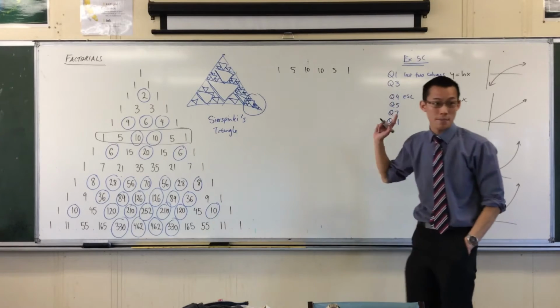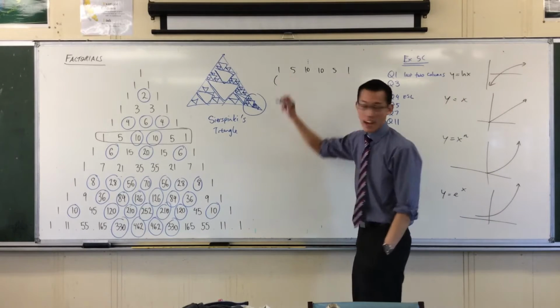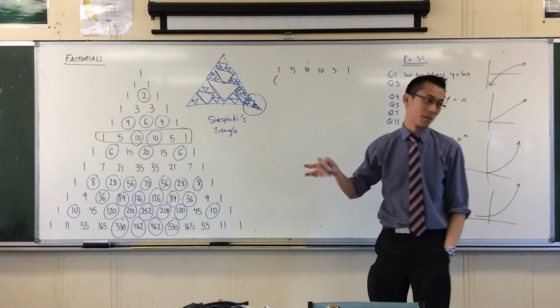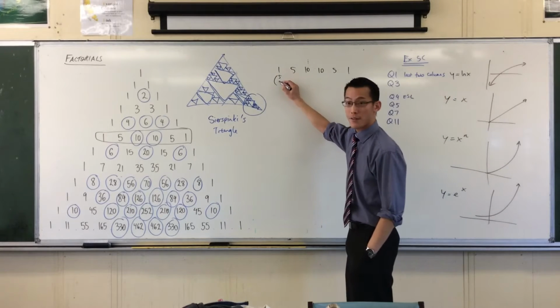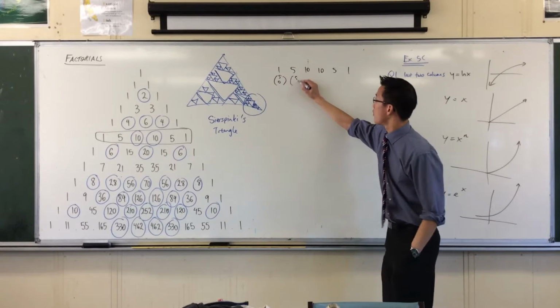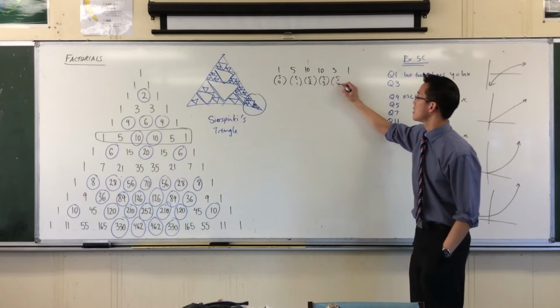So how do I rewrite this line in binomial notation? I can either do the C's or I can do the brackets. I'm going to do the brackets, if that's okay. It's the 5th row, right? 5th row. So it should be 5, 0. Good. Then 5, 1, 5, 2, 5, 3. You get the idea.